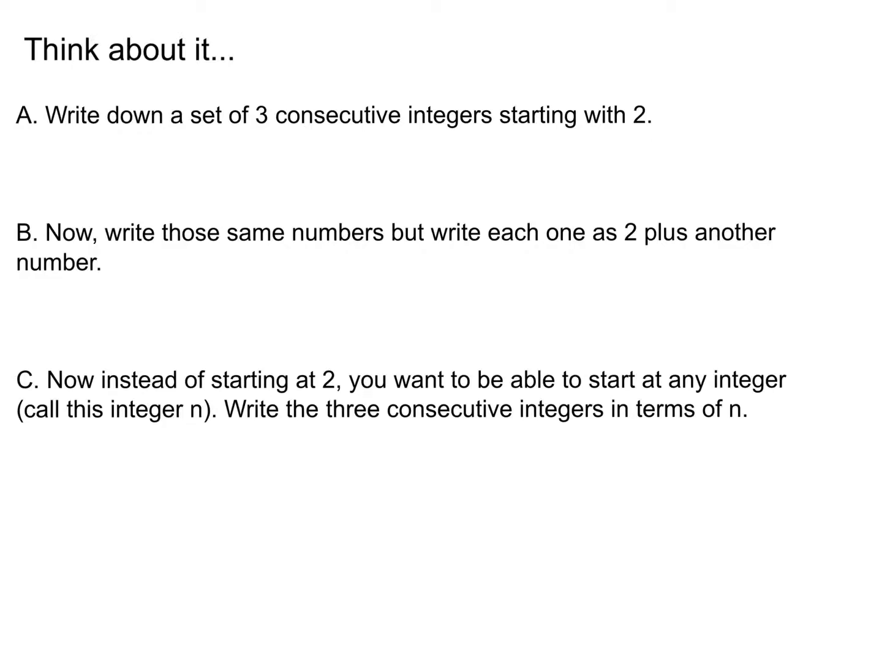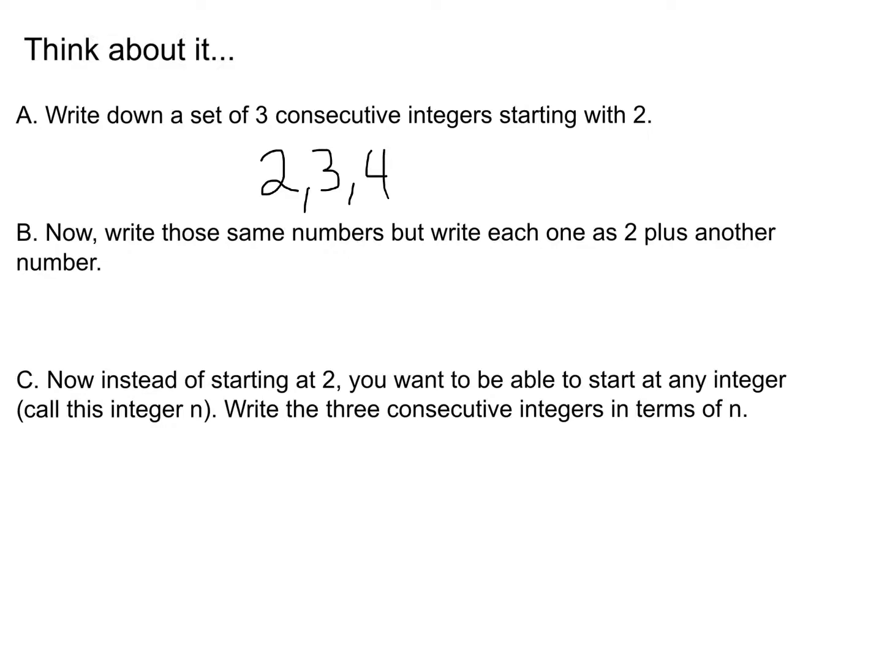Alright, so hopefully that went well. Let's go through it step by step, and we'll notice that we're building up to something which is a lot more powerful than what we started with. So if we write down a set of three consecutive integers starting with 2, we're going to start with 2, obviously, and then what comes next? Well, 3, and then 4. Really not too hard, pretty simple.